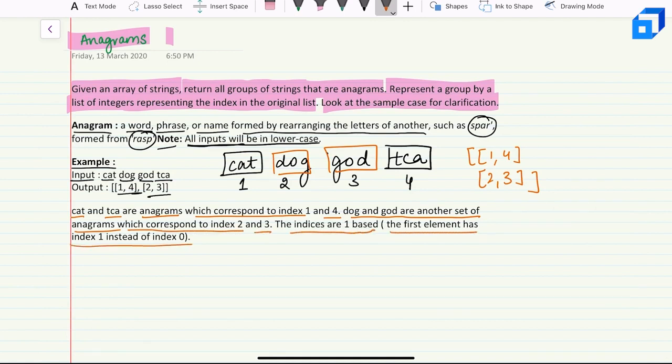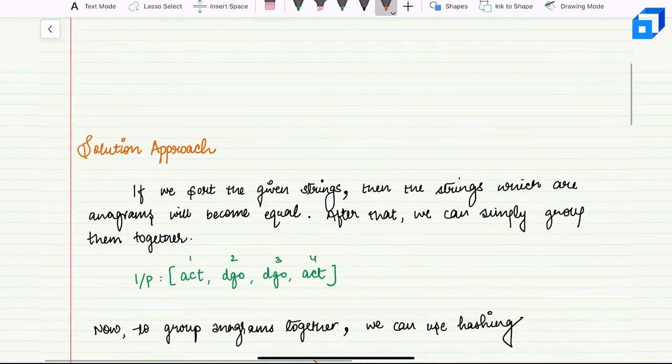So let's see how we can approach this problem. The solution approach is that we can sort the given strings. Now, how did this intuition come? From the question itself, it said that anagrams are words that have a different order of the same set of characters. So if we sort both the strings, and those strings become equal, that means they are anagrams. Right, because the order was different only, but they have the same characters.